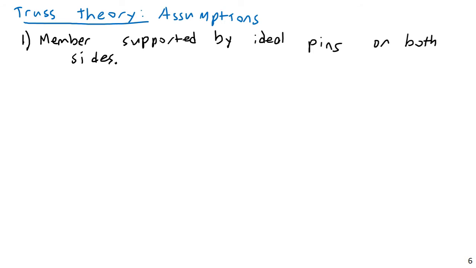But for how we connect up members, we've discussed that before. We've discussed what an idealized pin is versus a real pin, all that kind of stuff. I think we discussed that toward the beginning of the course. Then, what's next? Another thing we mentioned was that loads are only applied at the joints.